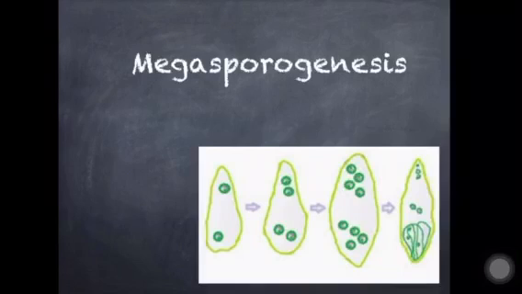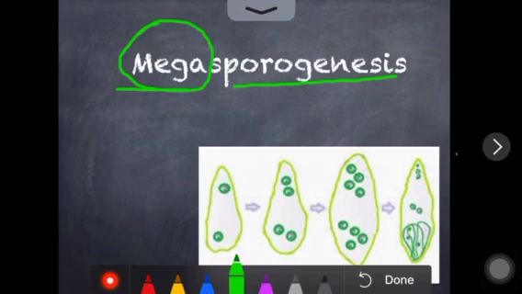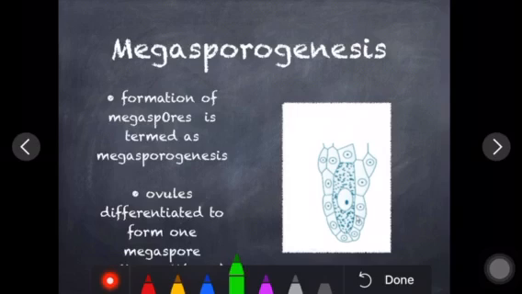Now next we'll talk about megasporogenesis. You might have a little idea what the meaning of megasporogenesis will be. Here there are two words, mega and sporogenesis, where mega means something big, right? Spores are tiny cells which are able to reproduce, and the formation of such cells is called what? Megasporogenesis. So megasporogenesis is the formation of megaspores. Please remember, megaspore denotes the female part. Okay, so this term is called megasporogenesis.